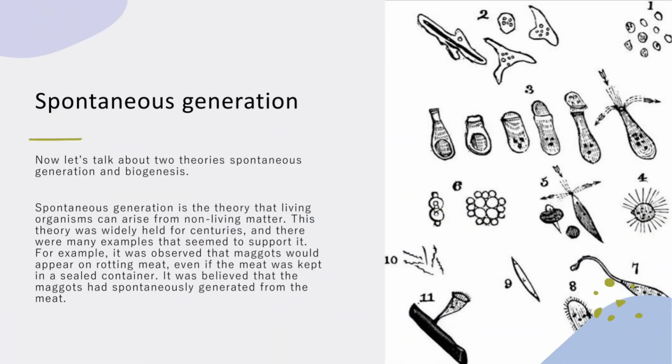Now let's talk about 2 theories: spontaneous generation and biogenesis. Spontaneous generation is the theory that living organisms can arise from non-living matter. This theory was widely held for centuries, and there were many examples that seemed to support it. For example, it was observed that maggots would appear on rotting meat, even if the meat was kept in a sealed container. It was believed that the maggots had spontaneously generated from the meat.